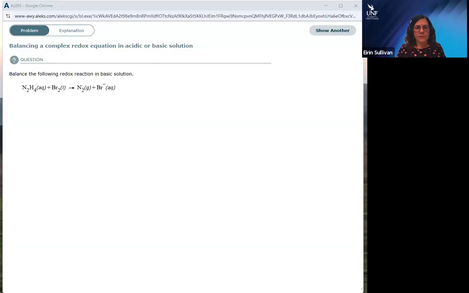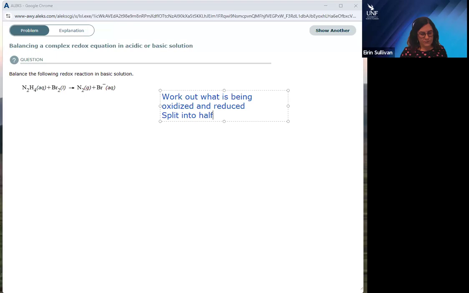Balancing a complex redox equation in acidic or basic solution. The steps that I follow when I solve this kind of problem fall into this basic pattern. The first step is to work out what is being oxidized and what is being reduced. The easiest way to do that is to look at oxidation states for everything. Then you split into half reactions and balance the half reactions before you put them back together.